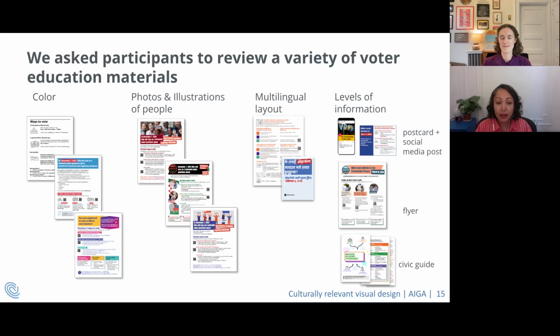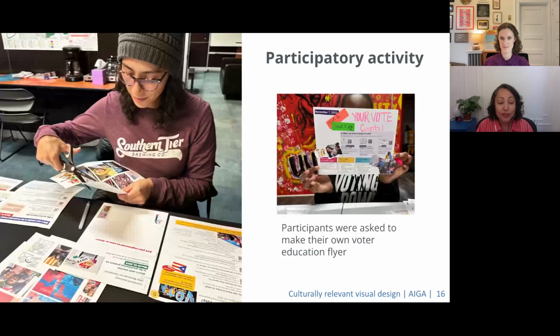Equally important was to test different layouts and formats for bilingual materials. And then we also experimented with various layouts and depth of information. So you'll see on the right-hand side, a range from postcards, social media posts, printed flyers, and also a multi-page civic guide.